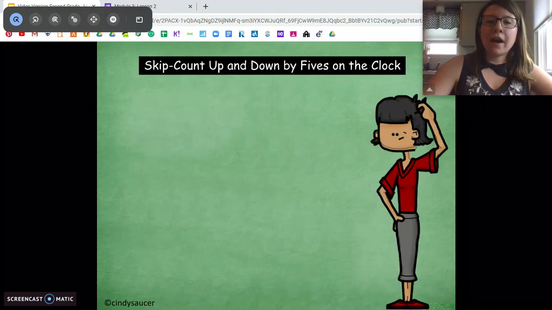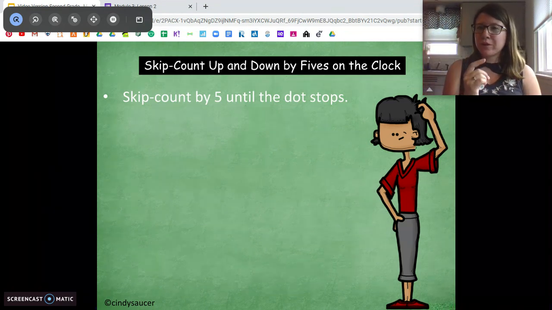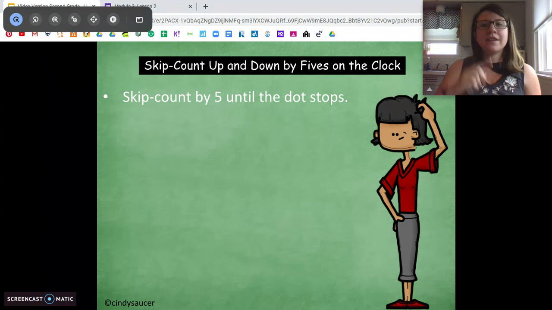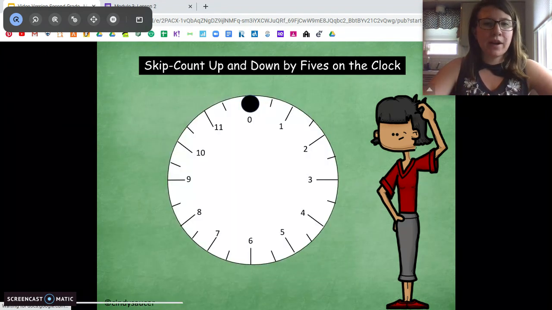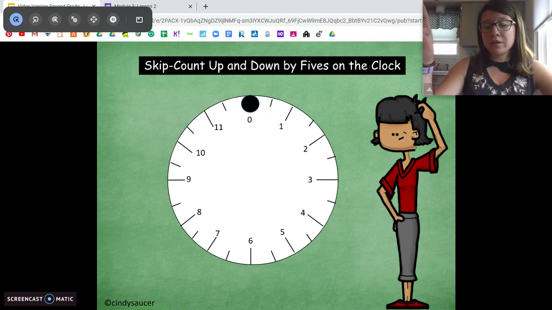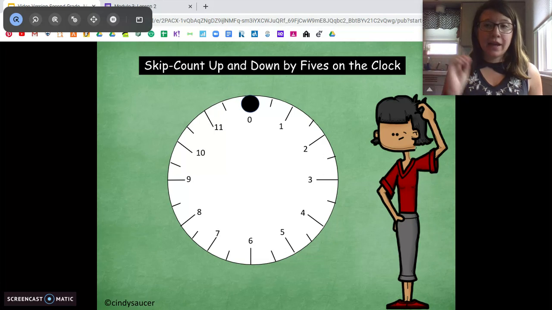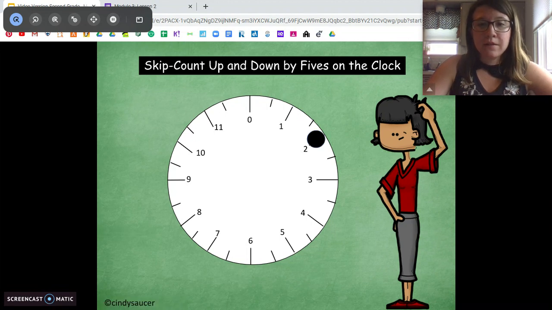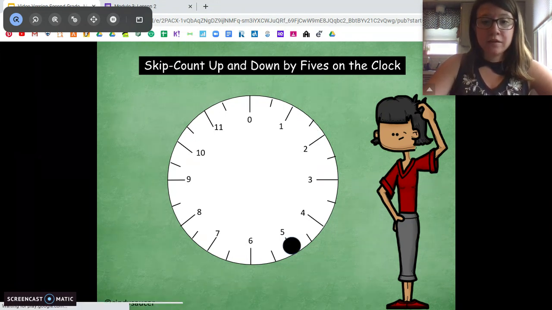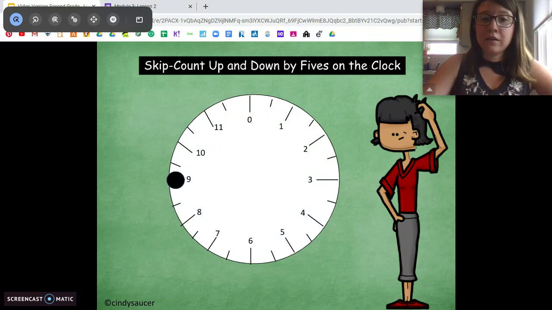First, we're going to warm up with counting by 5 around the clock. Remember, it's important to keep our skip counting in our brains. It's important to kind of recognize this pattern around a clock as well. So it's good practice. So I'm going to move the dot. We're going to count by 5s. When the dot stops, I want you to tell me how much time has passed. Ready? So we're going to count by 5s. Here we go. 5, 10, 15, 20, 25, 30, 35, 40, 45.